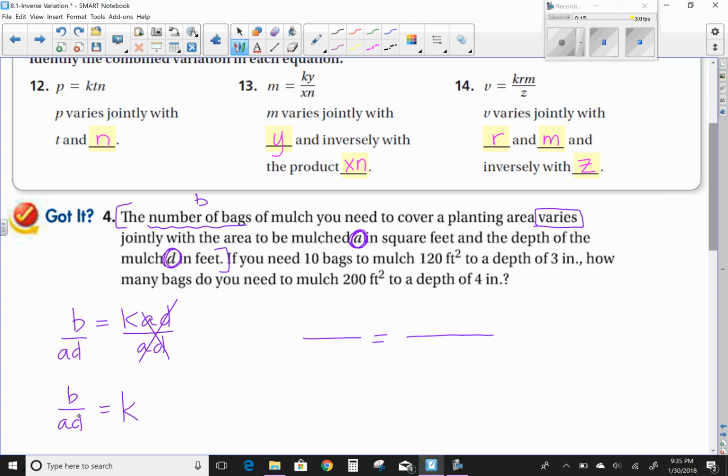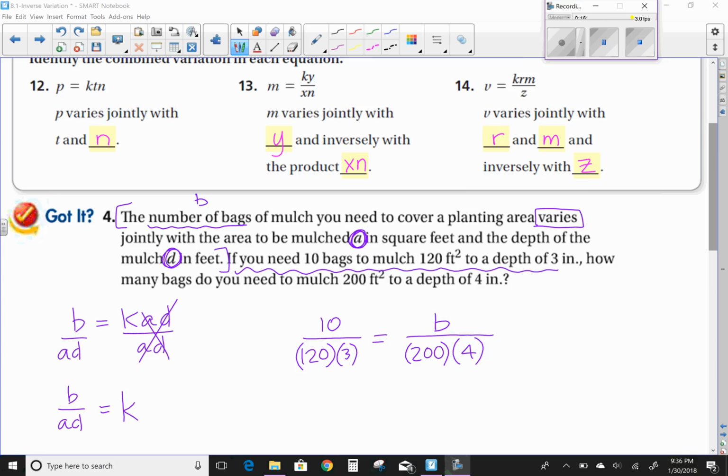Okay, b stands for the number of bags. They tell you this right here, y'all. This is the key that you know. I need 10 bags for an area of 120 and a depth of 3. And then it says how many bags do you need to mulch an area of 200 to a depth of 4. So those are the numbers that I'm plugging in.